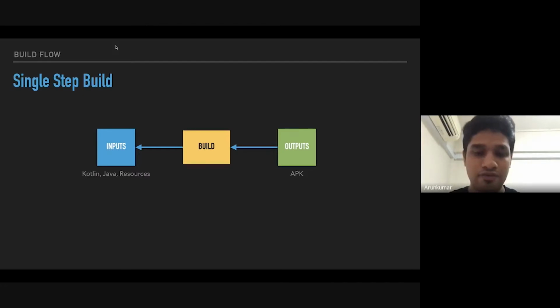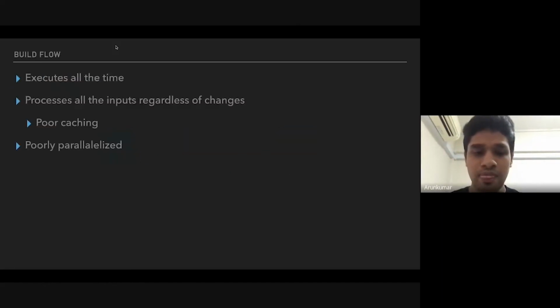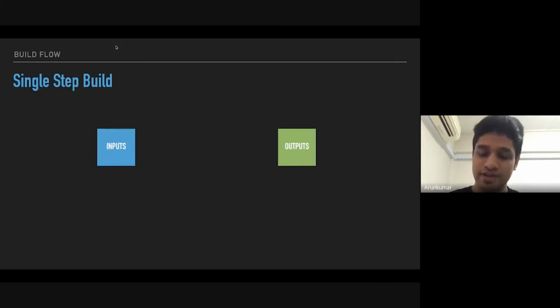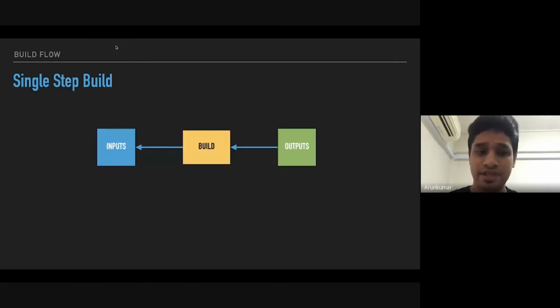In the context of Android, this is a couple of things, right? You have Kotlin source files, Java source files, resources, AIDL, native libraries, dependencies, and so many things that we have in our code base. We do the build and we finally get the output. Now, in the context of a very simple single step build, what do I mean by single step build? Assume I'm writing a shell script or something that magically assembles the APK out of all these things and then finally produces the output.